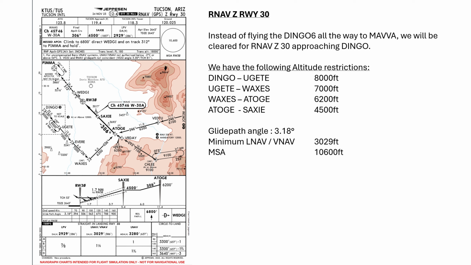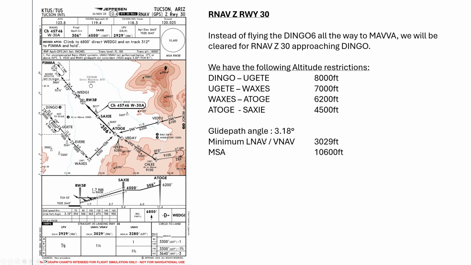And our minimum flying LNAV/VNAV on our 737 is 3,029 feet. For this approach, we have a very high MSA, as you can see, 10,600 feet, the highest. You can see it on the screen with the arrow right there, north here of our approach, so northeast of the airfield at 8,664 feet. So high terrain in the southeast of the airport.